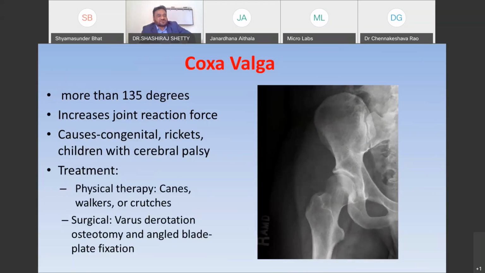Likewise, coxa valga is more than 135 degrees, increases the joint reaction force, and the causes are congenital, rickets, children with cerebral palsy. And also with the valgus hip, the children will tend to walk with an in-toeing gait. That is the correction by nature. Even with coxa valga, children can have slipped capital femoral epiphysis in adolescence. Treatment will be physiotherapy, canes, walkers or crutches, osteotomy.